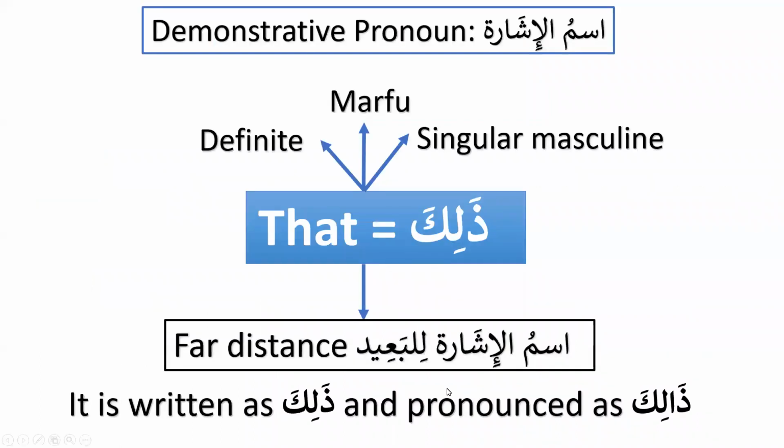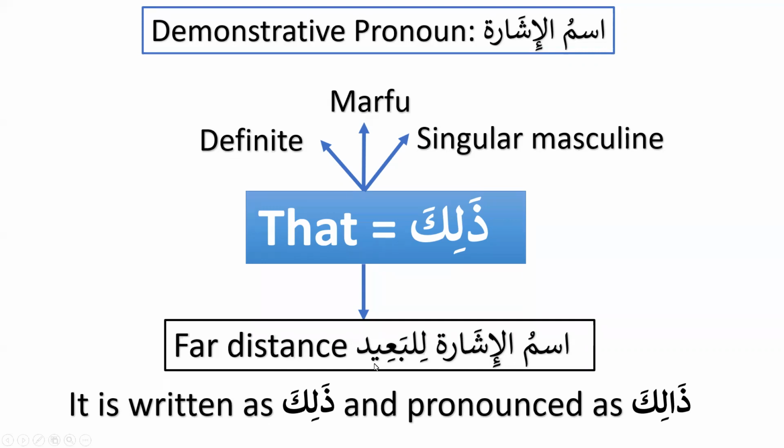Now, that means dhalika, and it is a definite noun. Why is it a definite noun? Because when we discussed the capacity, we mentioned that a noun can be ma'rifa or nakira. So definite is ma'rifa, and all the demonstrative pronouns are ma'rifa. They are definite. By default, they are marfu, and dhalika is used for singular masculine. What's the meaning of dhalika? It is used for far distance.